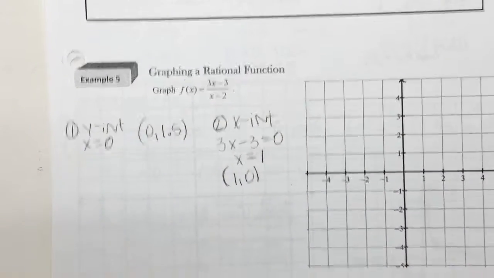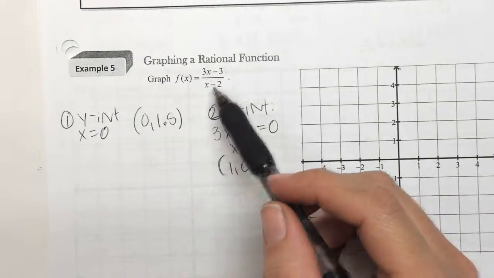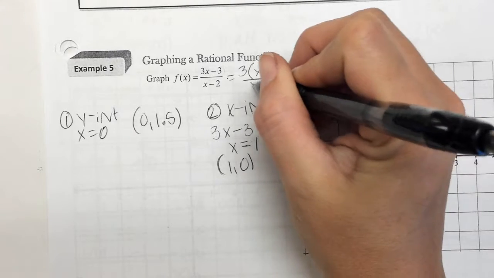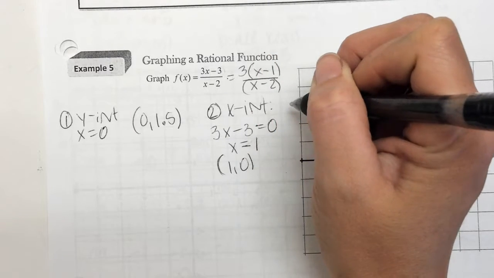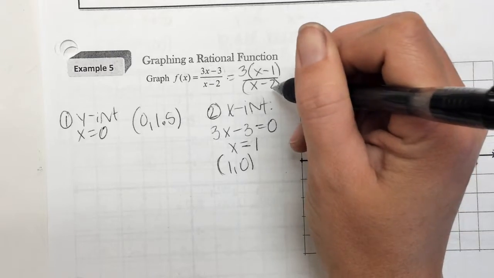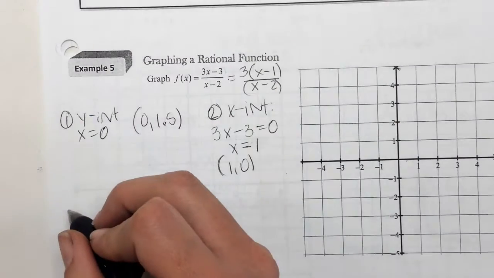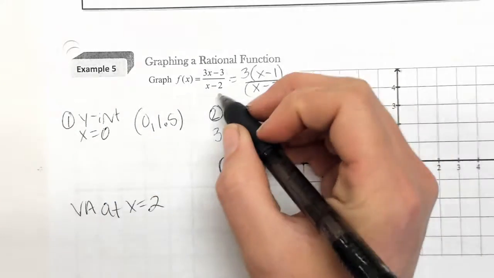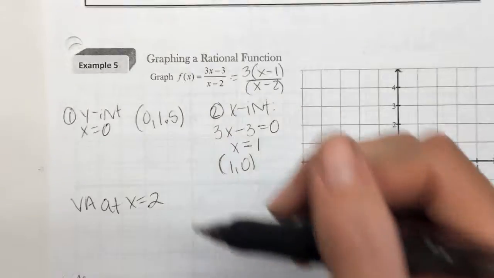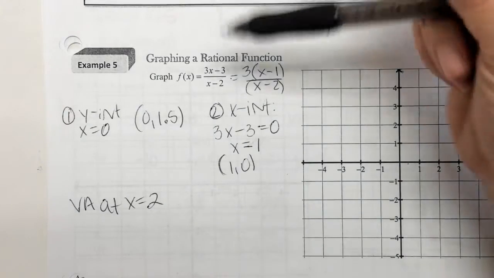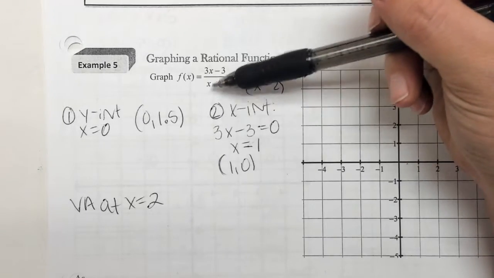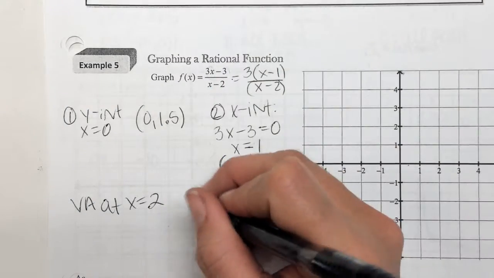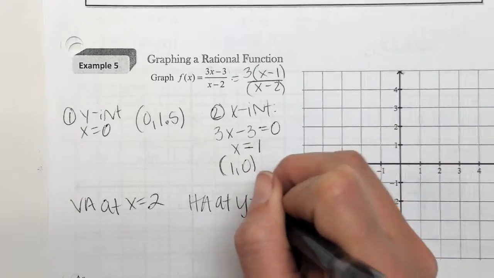For the vertical asymptote, first let's factor. We get 3x minus 1 over x minus 2. The vertical asymptote is going to come when we set the denominator equal to 0. You can see easily we'll have a VA at x equals 2, because if we plug 2 in, 2 minus 2 is 0. For the horizontal asymptote, you can see they're evenly powered, because they both have a highest exponent of 1. So when we divide 3 divided by 1, we'll get a HA at y equals 3.